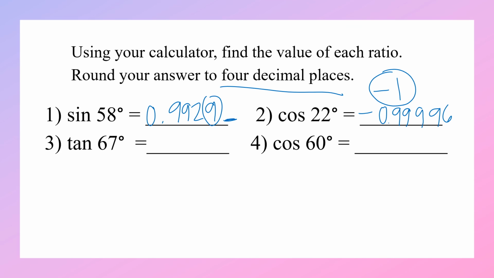For number 3, then, the tangent of 67 is 1.6523, and then the cosine of 60 degrees is negative 0.9524. Again, I would like you to try these in your calculator to make sure that you get the same answer. If you're not getting the same answer or you can't find the buttons, please call me over so I can help you.